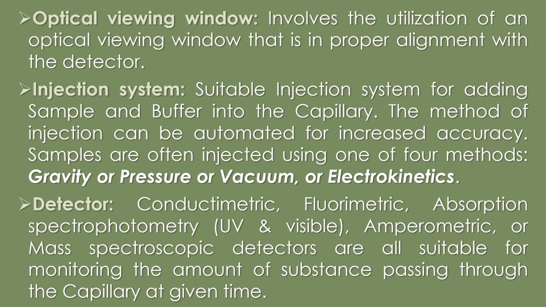Injection system. Capillary electrophoresis requires a suitable injection system for adding sample and buffer into the capillary. The method of injection can be automated for increased accuracy. Samples are often injected using one of four methods: gravity, pressure, vacuum, or electrokinetics. Detector. Conductimetric, fluorimetric, absorption spectrophotometry, which includes UV and visible, amperometric or mass spectroscopic detectors are all suitable for monitoring the amount of substances passing through the capillary at any given time in capillary electrophoresis.